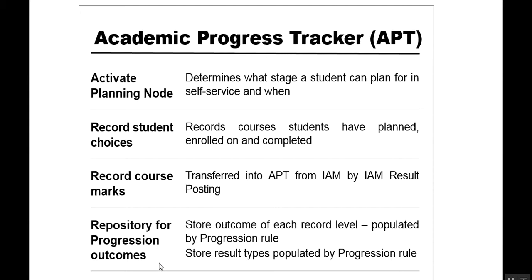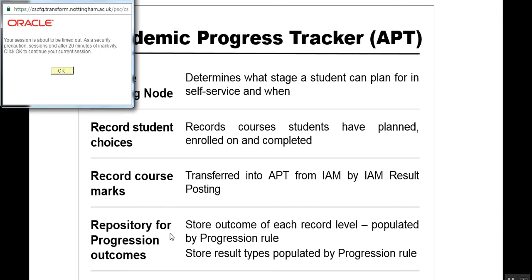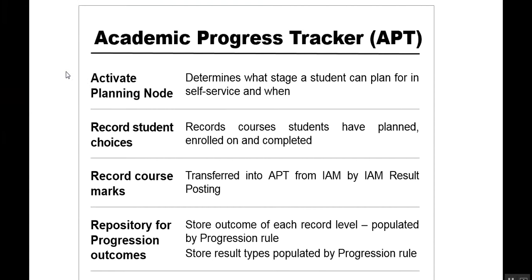And then finally, it acts as a repository for progression outcomes. So this is where we store whether a student has satisfied requirements for a stage, and/or for the program of study as a whole. So it kind of acts as a repository for their progression, which is kind of implicit in the title.